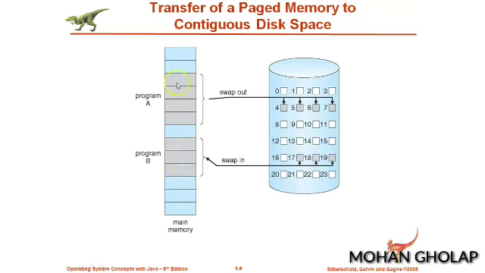And you can see there is a mapping between these two and the secondary storage device. Moving a program from the main memory to the secondary memory is called swap out, and loading a program from the secondary memory to the main memory is called swap in. This is an example of a transfer of a paged memory to contiguous disk space. You can see the disk space is contiguous, and as the pages are contiguous in the main memory, similarly the segments will be contiguous in the secondary memory.